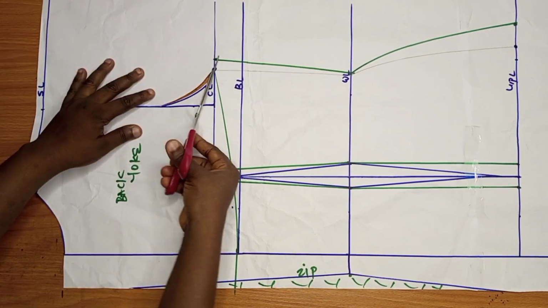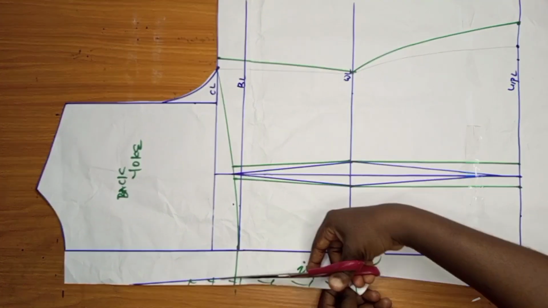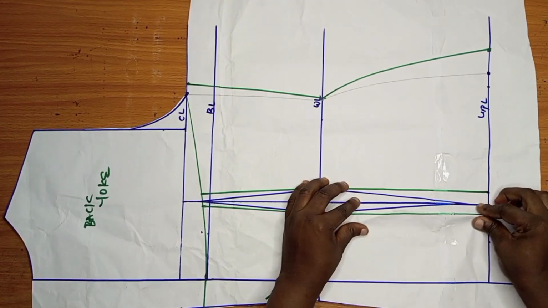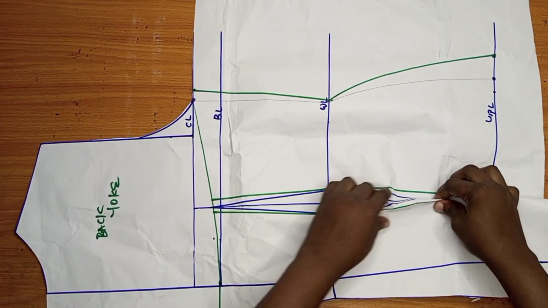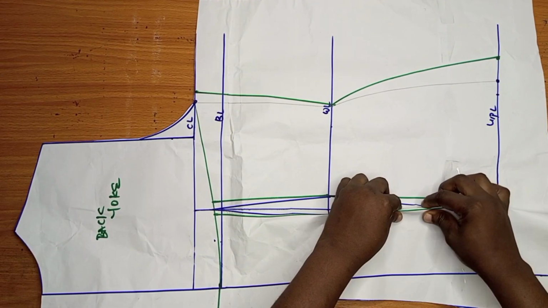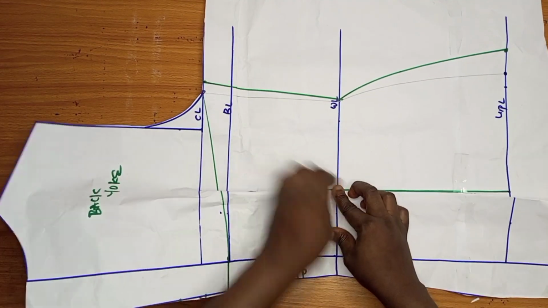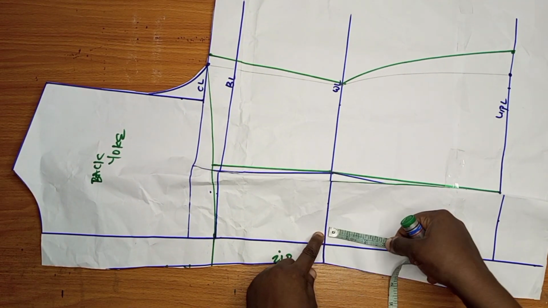I'll go ahead now and cut this out. I'm going to cut out the zipper bulginess too, and then I'm going to kiss those two green lines. That is the two green lines that indicate my dart. I'm going to join it together this way, and I'll make sure that the lines are matching each other properly.